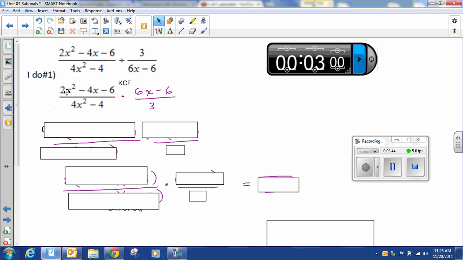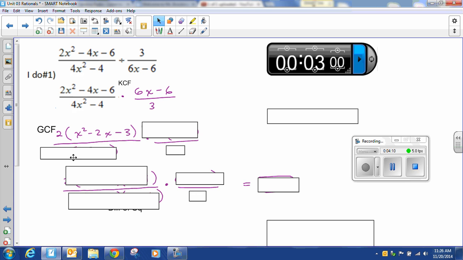So as you can see, the first trinomial has a greater than 1. So you might be tempted to go 2 times 6 is 12 and split the middle term and factor by grouping. I think it's easier to extract the greatest common factor of 2, thus giving us a of 1. Leading coefficient equals 1. The denominator can be factored by GCF. Take the 4 out, and we're left with x squared minus 1.